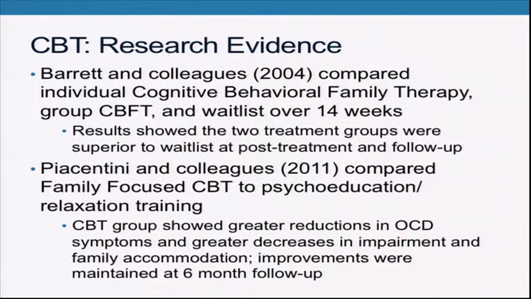Some have been more family-based treatments. So Barrett and colleagues looked at cognitive behavioral family therapy, both in a group and individual format, and found that either format produced significant improvements in their kids. And John Piacentini and his colleagues also looked at a family-focused CBT, sort of took out the exposure piece of it and found that the CBT group showed great reductions in OCD symptoms and greater decreases in impairment and family accommodation compared to that control group.